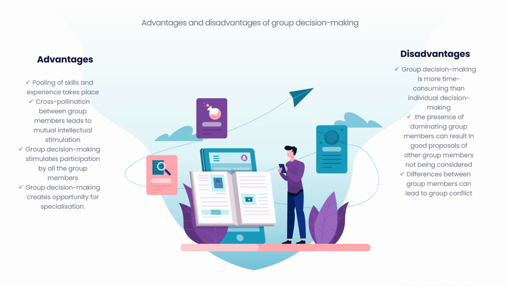Disadvantages: group decision making is more time consuming than individual decision making. The presence of dominating group members can result in group opposition and other group members not being considered. Differences between group members can lead to group conflict, which must be avoided, but is one of the disadvantages. Okay, it was long, but I tried at least to make it short.